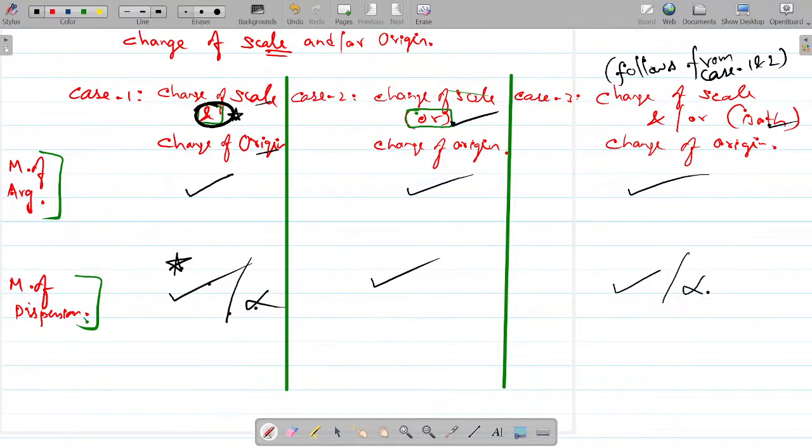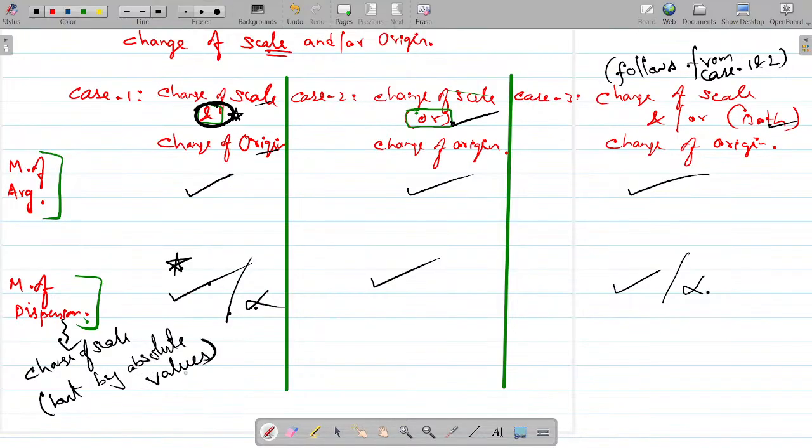And for this one, because it's a tick and a cross, the same thing follows here also. Please make a note of it, because you will get a question like change of scale and change of origin, or change of origin, and you have to decide accordingly. But please note that for a measure of dispersion with respect to change of scale, yes, it gets affected, but by absolute values. You have to make a note of this. Yes, please.